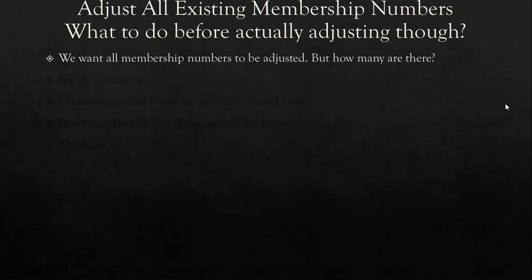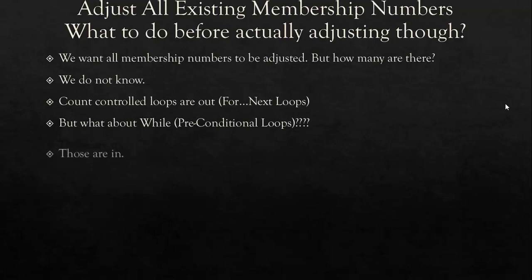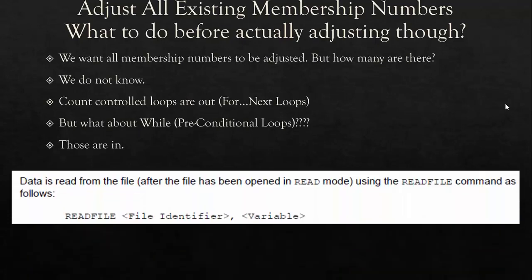Well, we want all membership numbers to be adjusted. But how many are there? We don't know how many there are. Well, count-controlled loops are out, those FOR NEXT loops, because I have no idea how many times a loop needs to run. But what about while loops, those pre-conditional loops? Those are in. And here is how I do that.